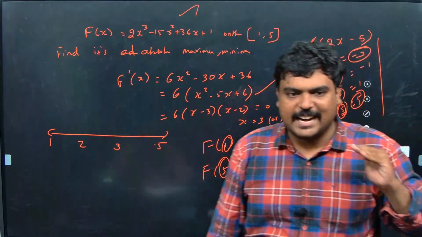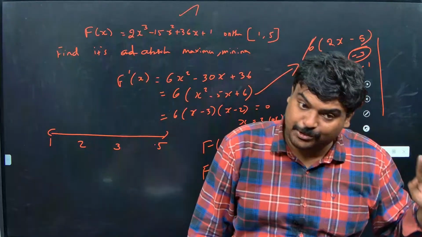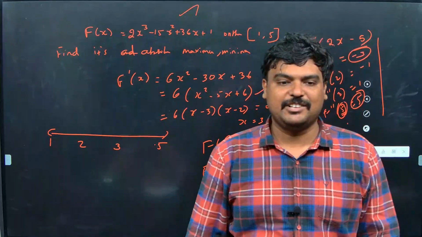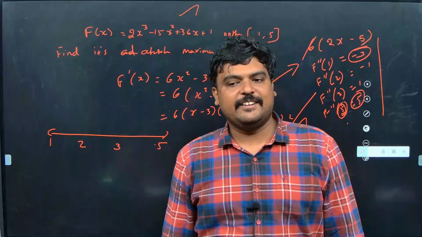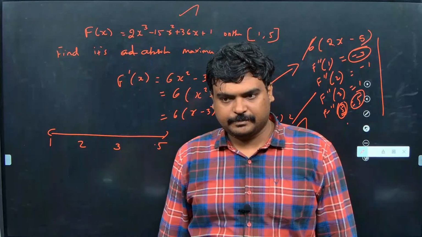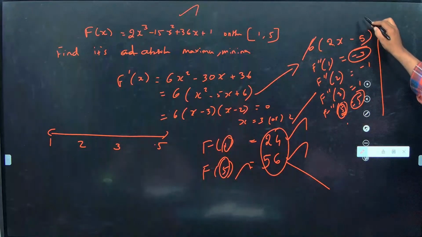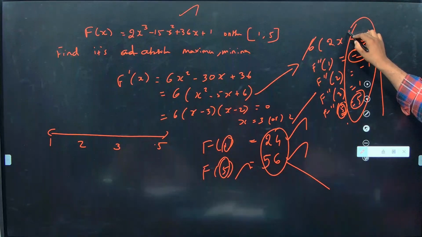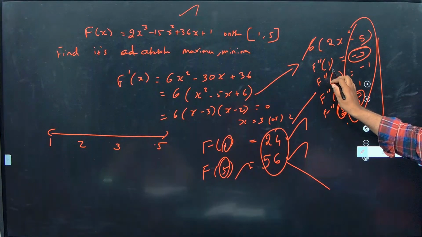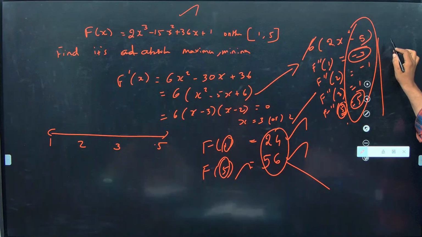Maxima substitute பண்ணா எனக்கு என்ன கிடைக்கும்? Maximum value. Minima substituting in f of x, I will get minimum value. Are you getting this? Online, everybody is clear? This is just an indicator. இப்போ f double dash குள்ள நீ substitute பண்ணிட்டு எனக்கு ஆன்சர் வருது இல்ல? This is just an indicator.